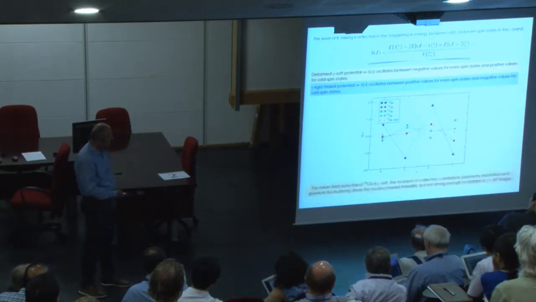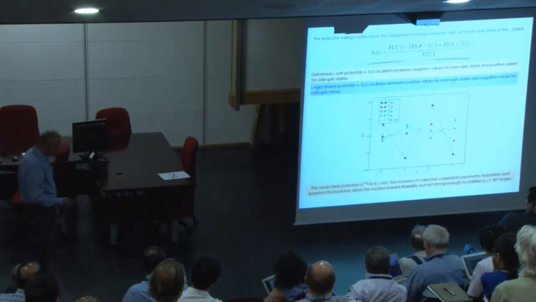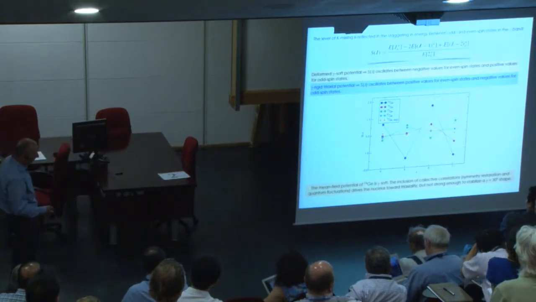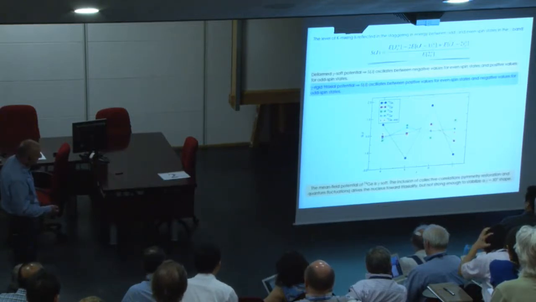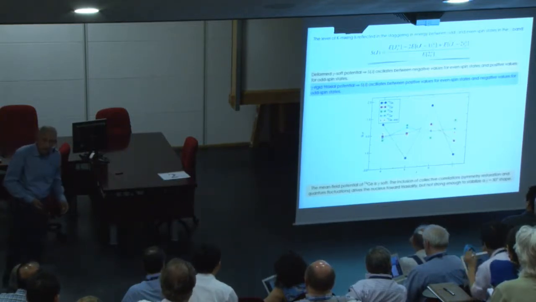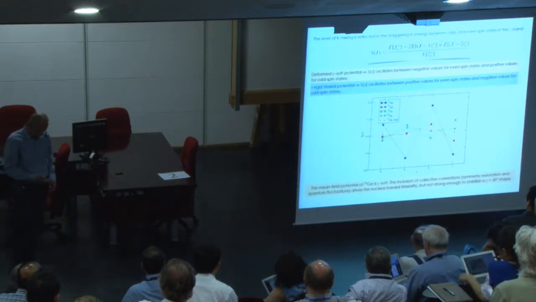So the conclusion here is that the mean field potential of germanium-76 is gamma soft, and then the inclusion of collective correlations drives the nucleus toward triaxiality, but is simply not strong enough to stabilize the triaxial shape.